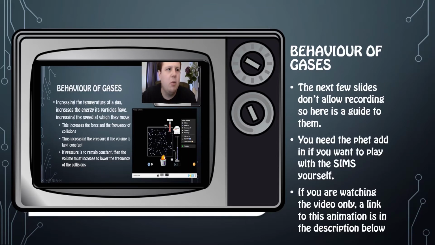And what does that mean? Well, that means that they are hitting the edges more frequently and with more force. Okay, and what this means then, our pressure will slowly increase. The faster and faster these go, the more and more pressure we will have, because they are colliding with the walls with more frequency and with more force.